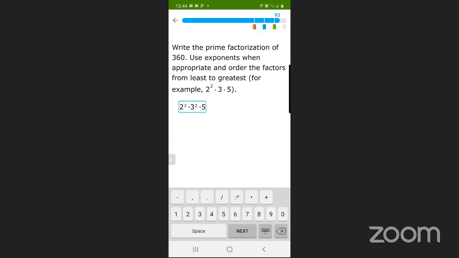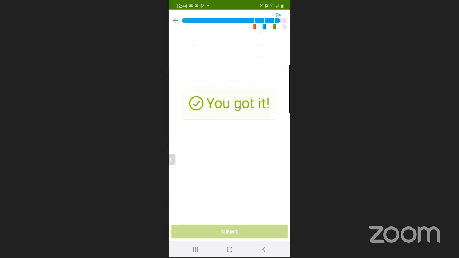Yeah. So where's the submit button? Submit right there. Okay, so that's how it was done.